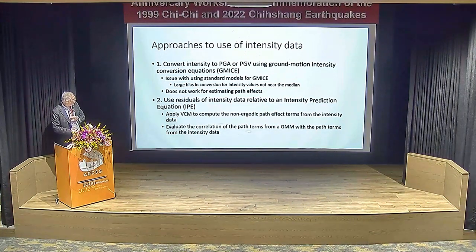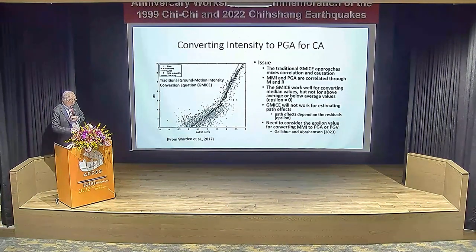We then check how well path terms from the intensity data correlate to path terms from the ground motion data. So intensity data looks something like this. If I just put PGA and intensity here, you'll see what looks like a strong correlation. This is not causal. This is a correlation that they both depend on magnitude and distance, not that they're related to the ground motion. So this gets us into all sorts of problems if you follow this kind of scaling.